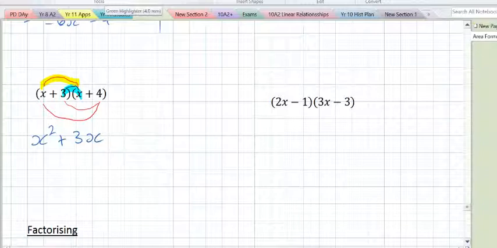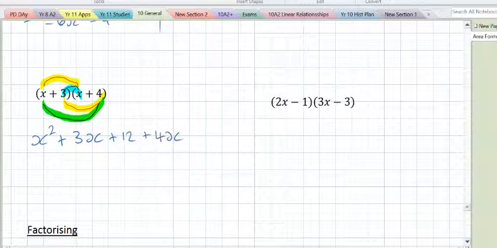Now which one? 3 by 4. And 4 by x. 3 by 4 is 3 times 4 is 12, and the 4 by x is 4x. Kelly, you've got the 12 and 4x in one spot. Normally they come out in different spots. Our next line will fix that.